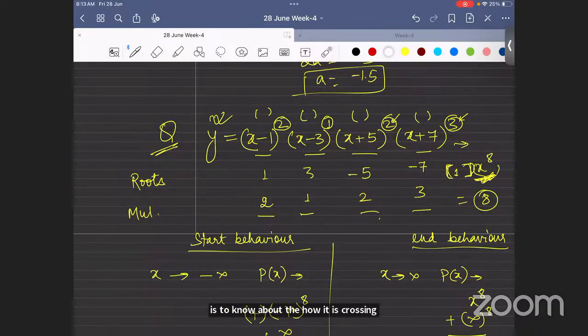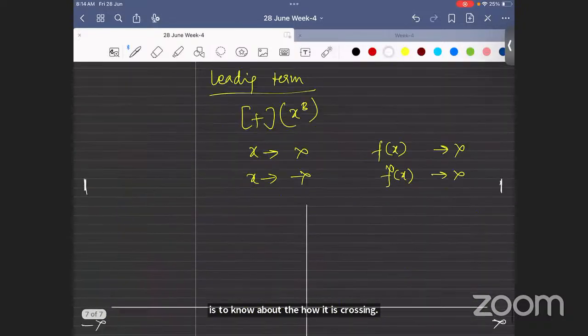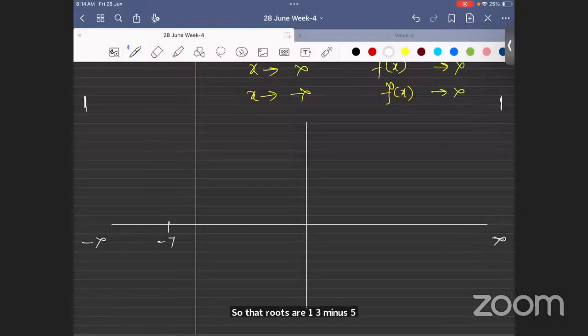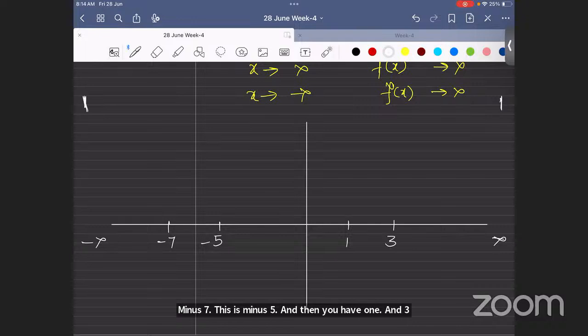So the roots are 1, 3, minus 5, and minus 7. Let's mark the roots first. So this is minus 7. This is minus 5. And then you have 1 and 3. Correct? So the function is coming from here. It will for sure go here and then will go here because it is crossing or maybe touching the x-axis for sure. In between, it has to touch or cut the x-axis at minus 7, minus 5, 1, and 3.